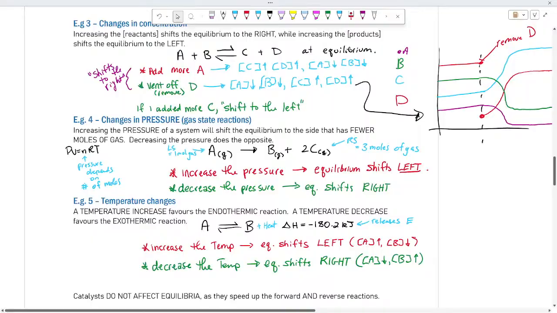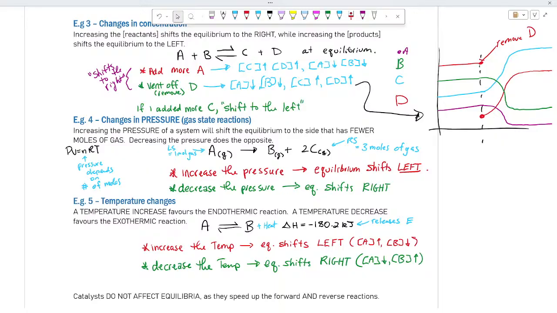So, how is it going to the right when we're decreasing the temperature? Because when we decrease the temperature, the equilibrium is going to try to respond by increasing the temperature. And in this particular reaction, which way increases the temperature? More to the right or more to the left? More to the right, because one of the products of this reaction is heat.